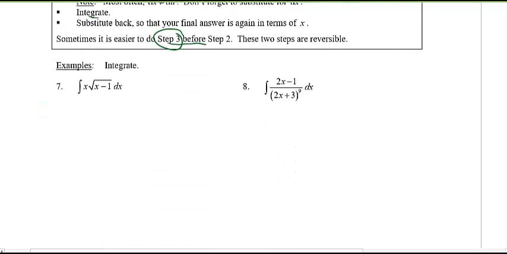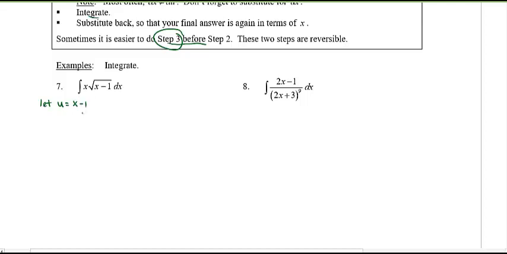Let me show you. Ooh, number 7 looks nasty. So once again, the idea is I want you to let u equal something that is not so nice: under the square root, in a denominator, in a bracket. In this case, let u equal x minus 1. Now I'm going to do step 3 first.